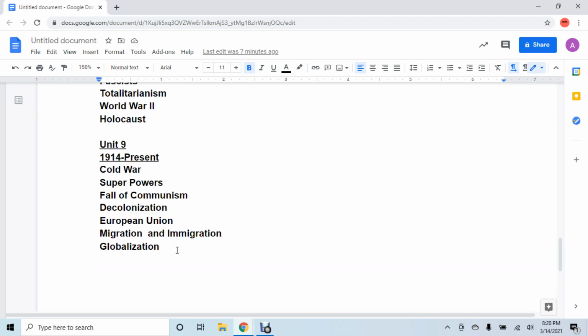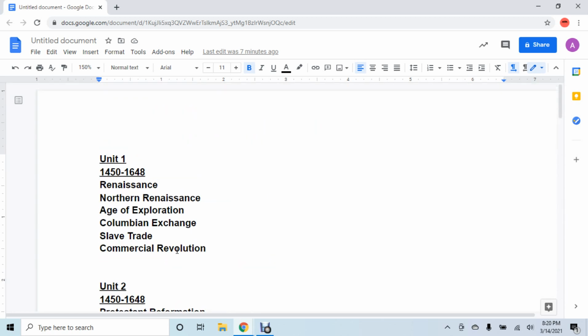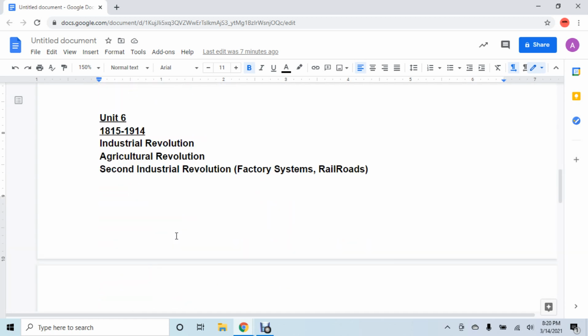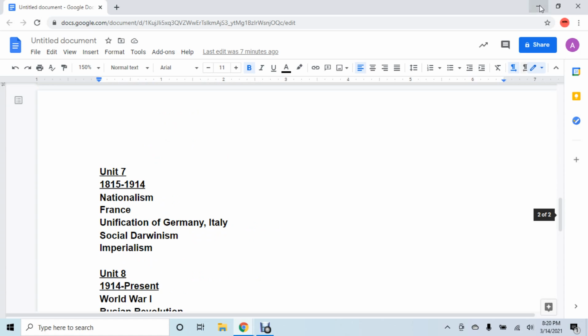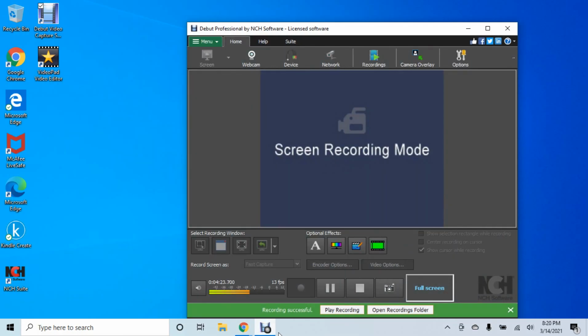Okay, so this is just a good, quick little reference of concepts that you'll see going forward. It doesn't encompass everything, but it's a good, quick reference for you guys to study and kind of know.